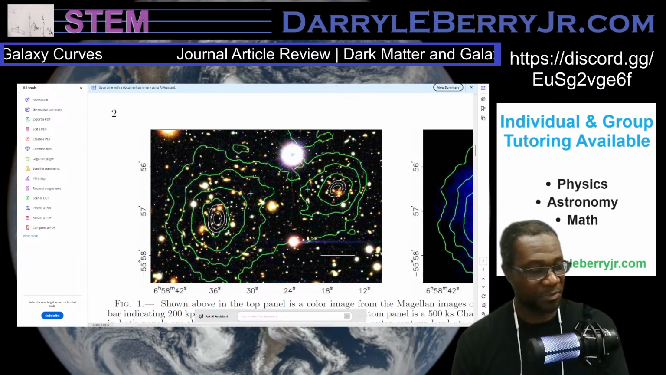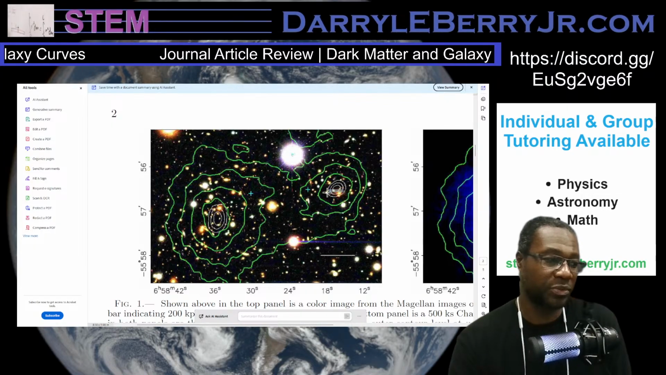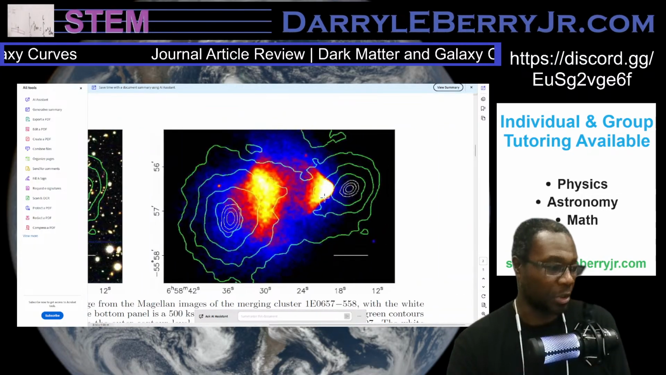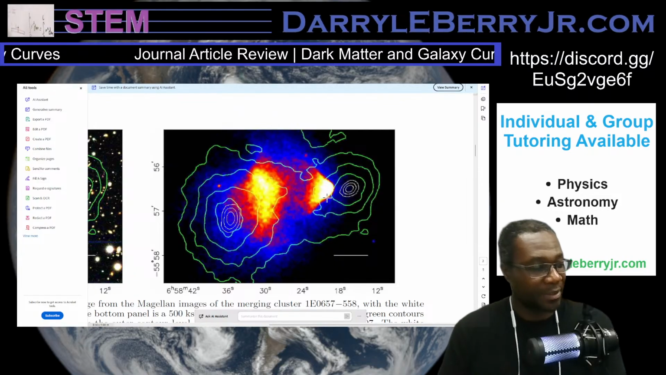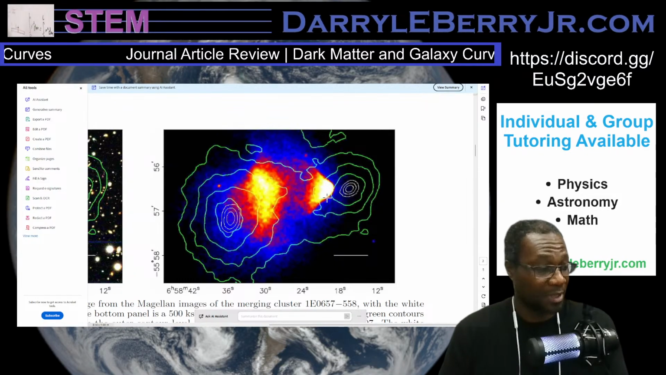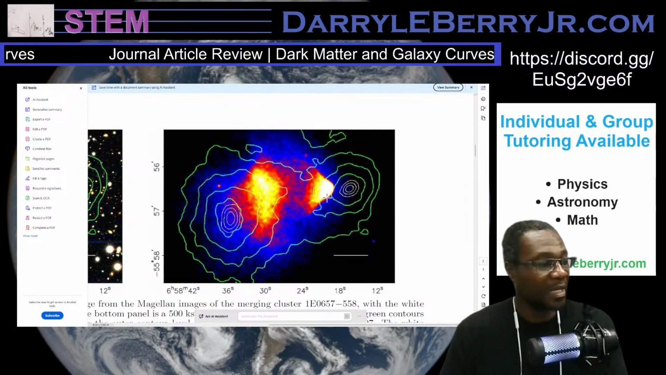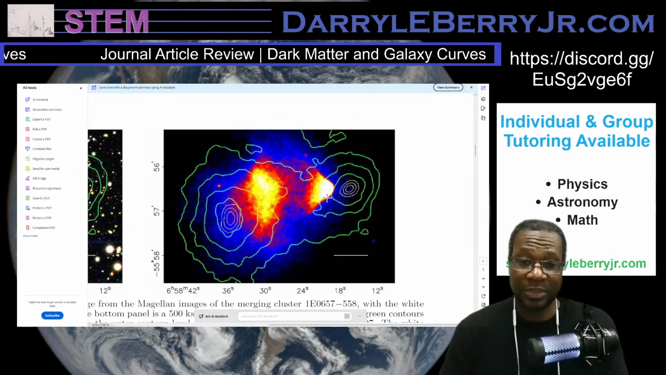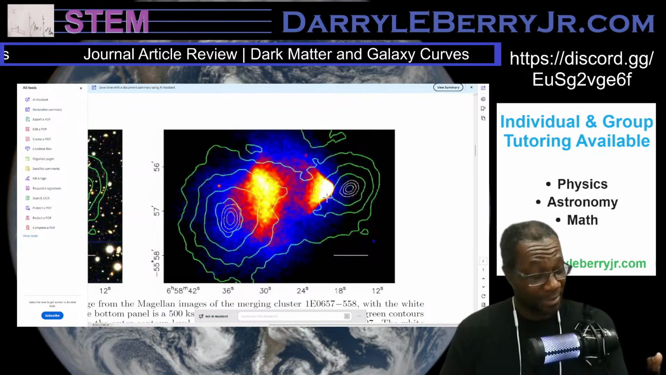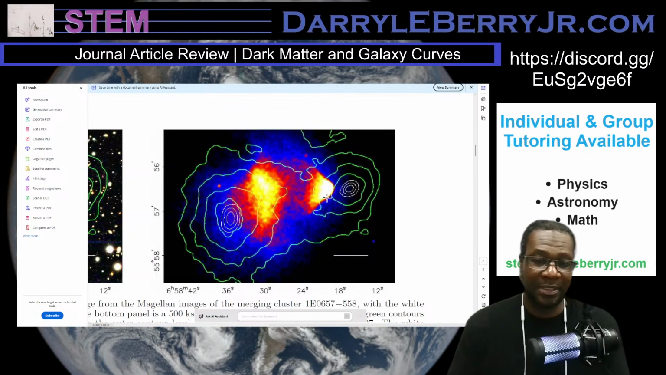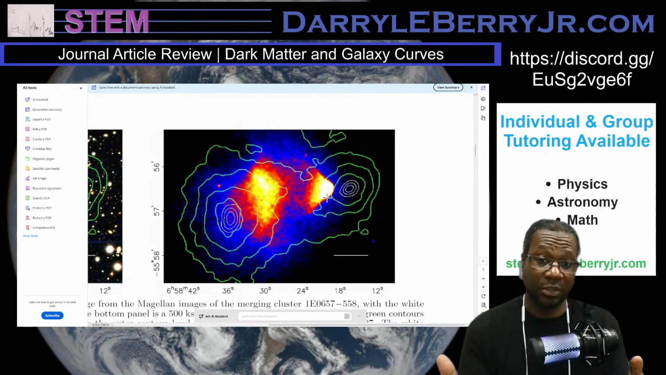And that curvature is being outlined in green here. The curvature due to the large gravitational lensing that's going on. And if you notice, the focus of the lensing is not at the focus of the plasma, nor is it the focus of the stars. It's at the focus of the dark matter. And again, you have to keep in mind that this is the collision of two clusters of stars.